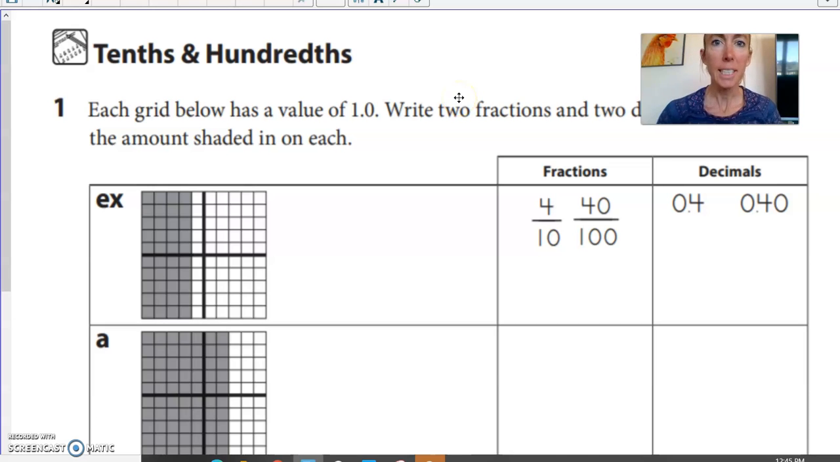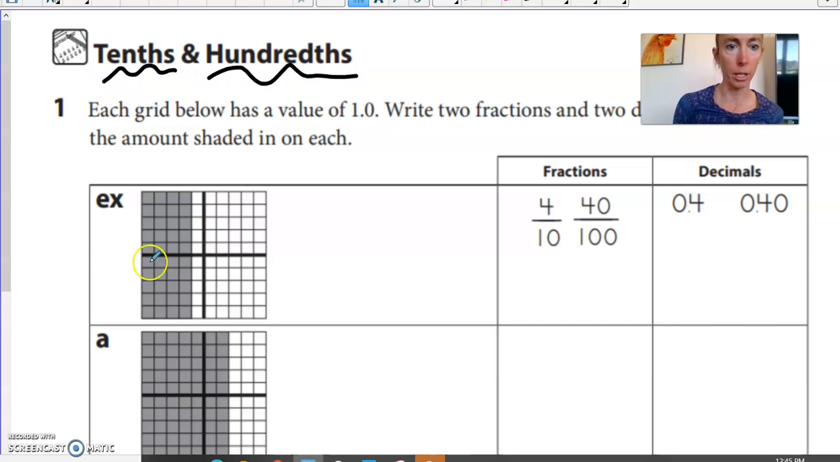All right, I am excited because now we're gonna actually compute with fractions that are tenths and hundredths at the same time, because it's possible. All right, so let's first get ourselves prepared. This is called getting warmed up. So let's work in tenths and hundredths by looking at these pictures.